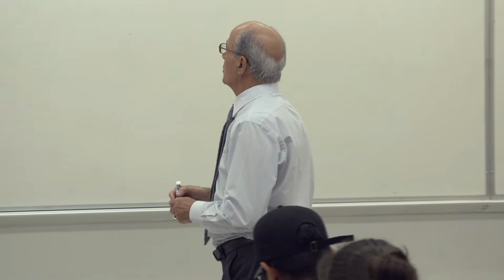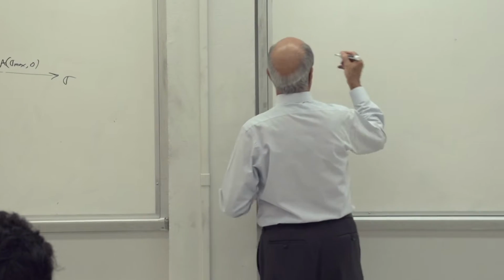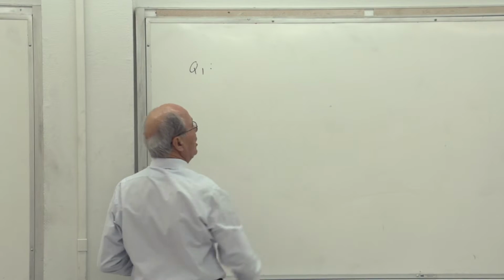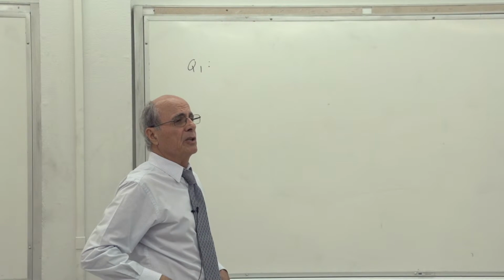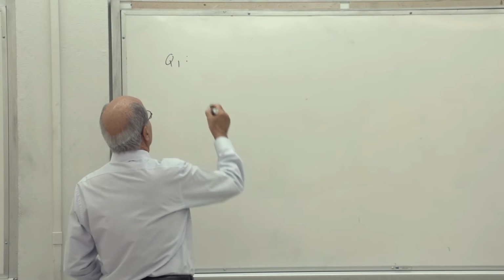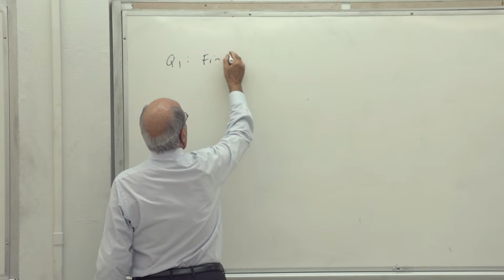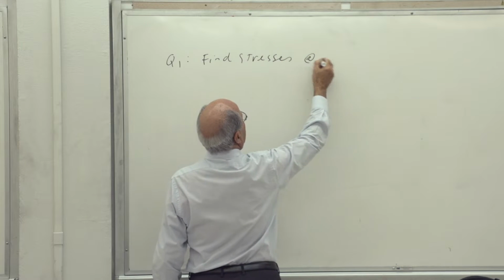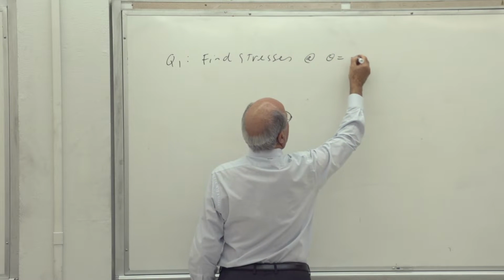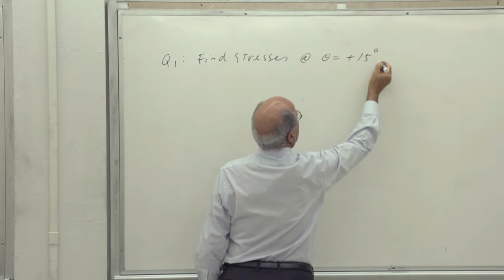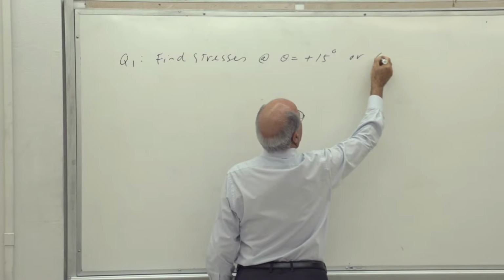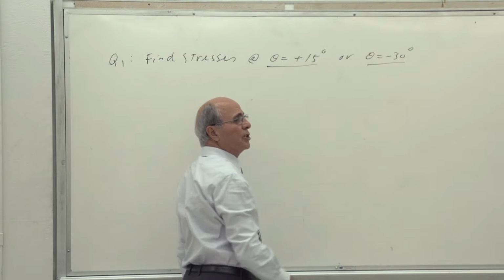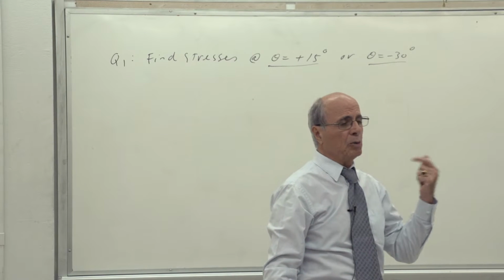So the question you want to write in your note is the following. These questions are going to be asked typically in your final or in the quizzes for this chapter. Find stresses at theta equal to, let's say, plus 15 degrees or theta equal to minus 30 degrees. I'm sure if you look at your final or your homework, that's what you see. How do you answer that question?